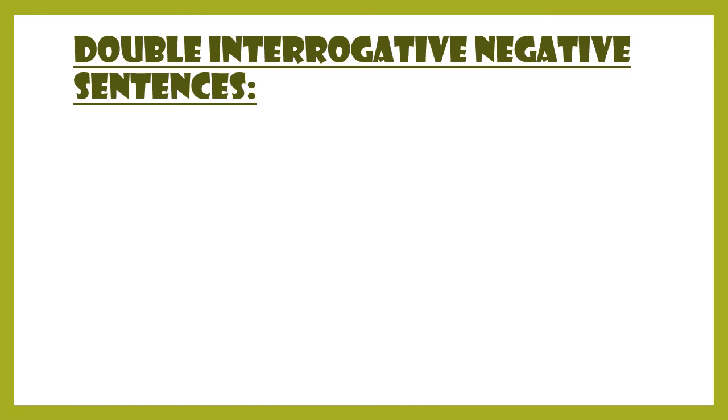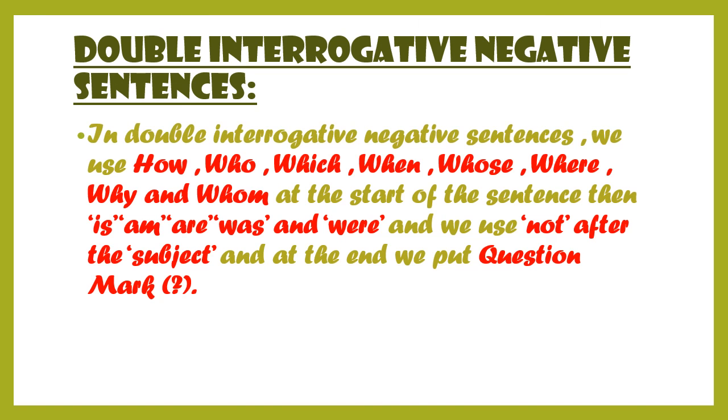Now, double interrogative negative sentences. In double interrogative negative sentences, we use how, who, which, when, whose, where, why and whom at the start of the sentence. Then is, am, are, was, were, and we use not after the subject. And at the end we put a question mark.